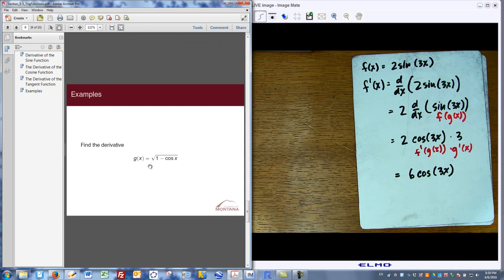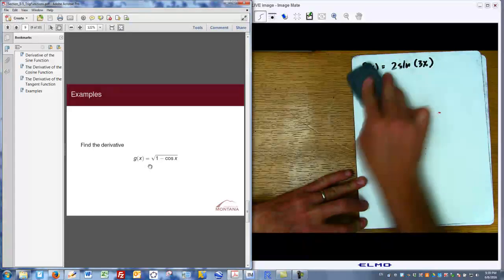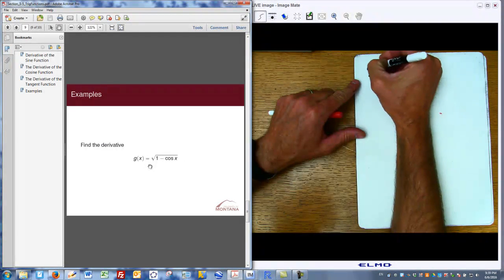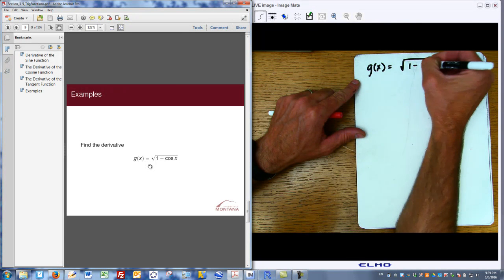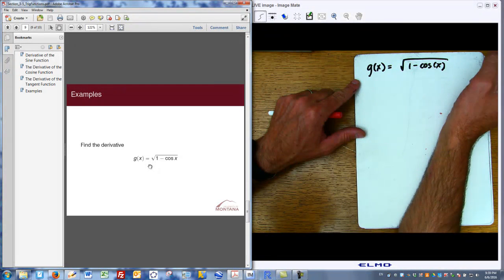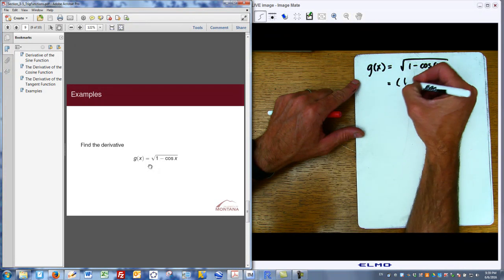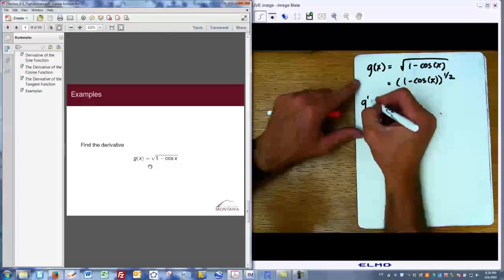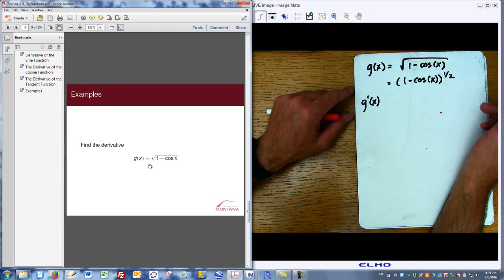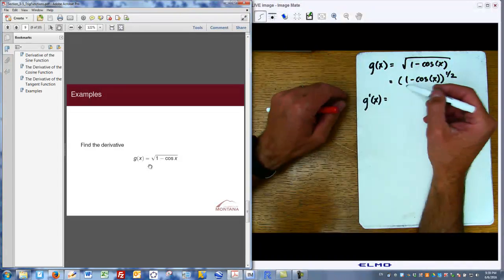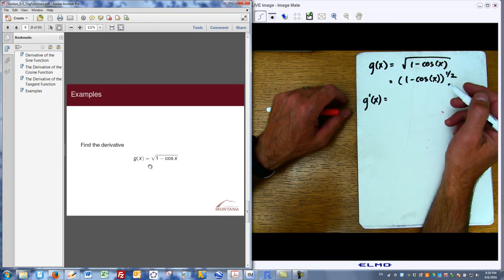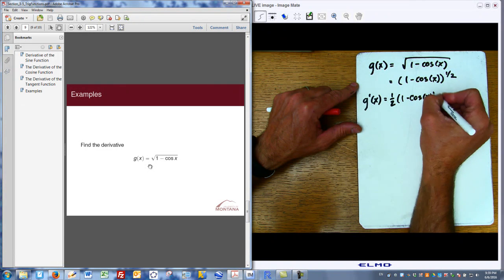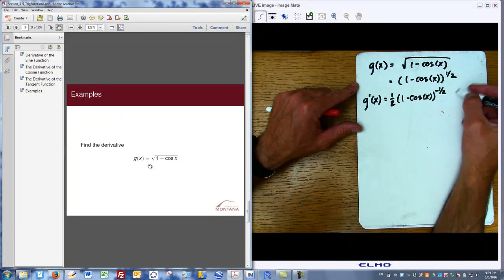Let's try a different one. g of x equals the square root of 1 minus cosine of x. Okay, probably easier to write this as 1 minus the cosine of x raised to the 1/2. Then what we can do is try a chain rule. So this is a function inside of a function. So we take the derivative of the outside, which is 1/2 times 1 minus the cosine of x to the negative 1/2, times the derivative of the inside.